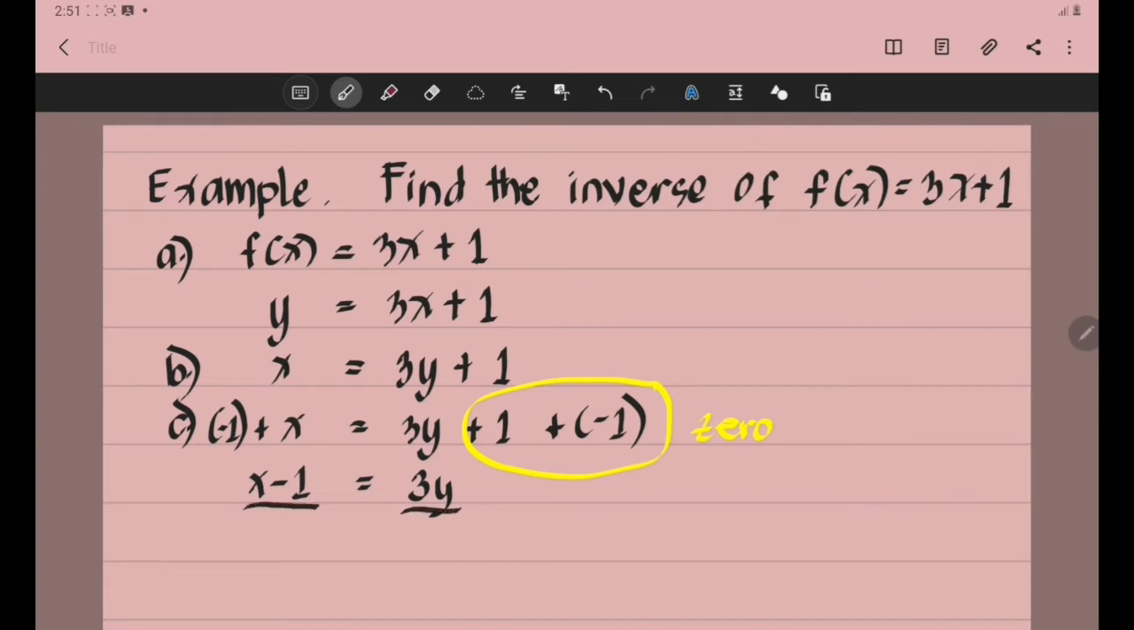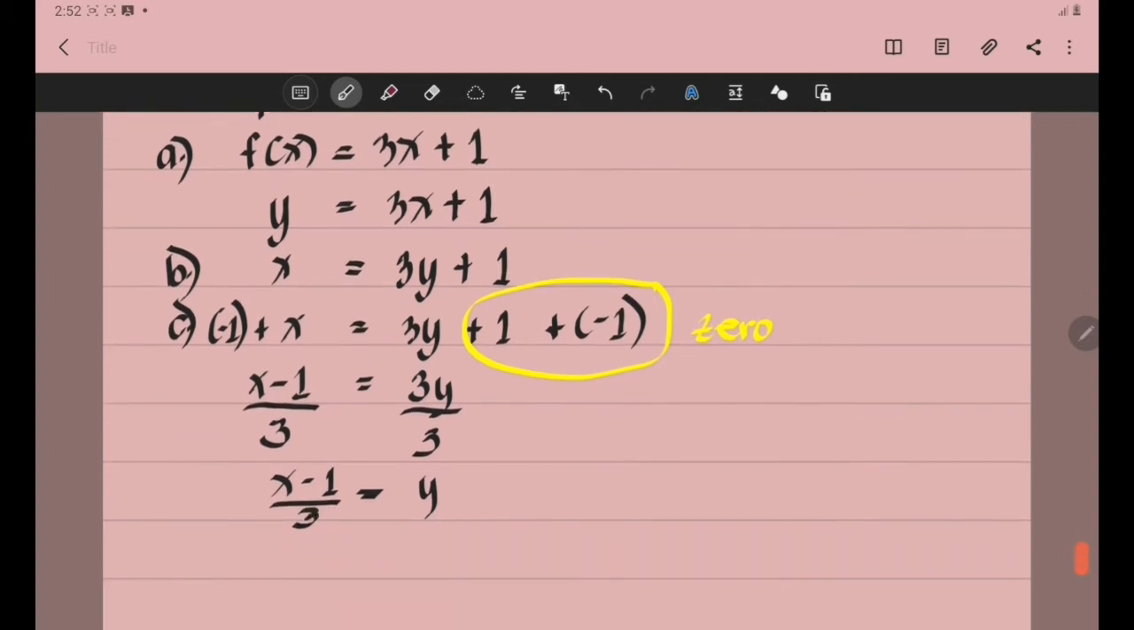Dahil yung 3, katabi pa niya si y. So to eliminate 3, we have to divide both sides of the equation by 3. We will now have x minus 1 all over 3 as the value of y. And ngayon, siya ngayon yung ating inverse of the original function. So we have f inverse of x is equals to x minus 1 all over 3.